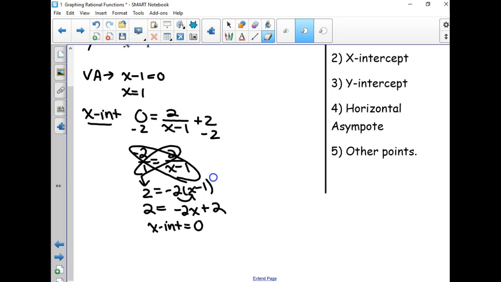Okay, next I need my y-intercept. How do I find my y-intercept? Set x equal to 0 and evaluate. Well, what is my y-intercept, guys? We should have figured it out when we, yeah, it's (0, 0). So my y-intercept is also 0.